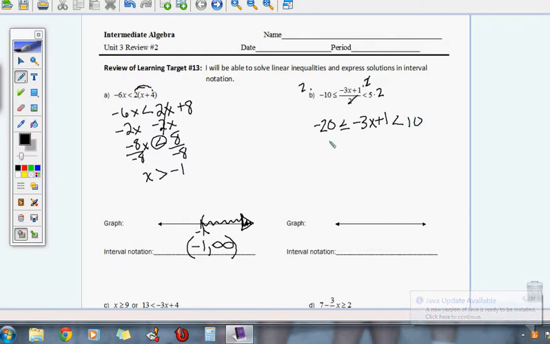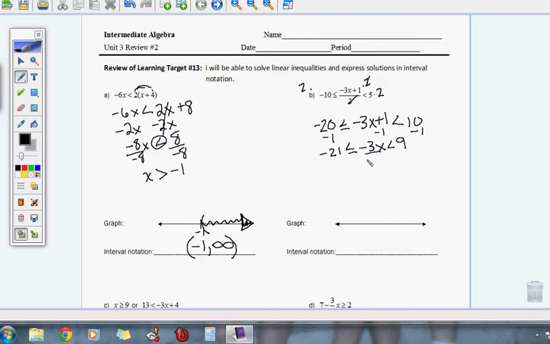We still have a lot of work to do to this one, so we're going to subtract 1 from each part. Make sure you're not just doing the center and the right, but each part. And I actually get negative 21 is less than or equal to negative 3x, which is less than 9.